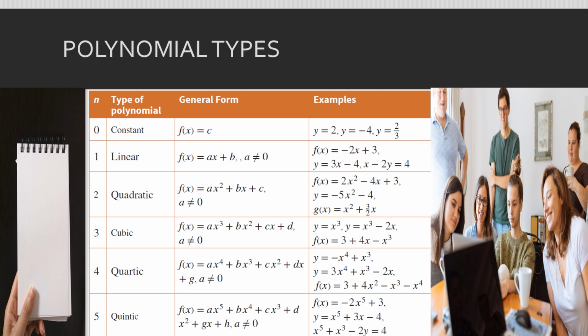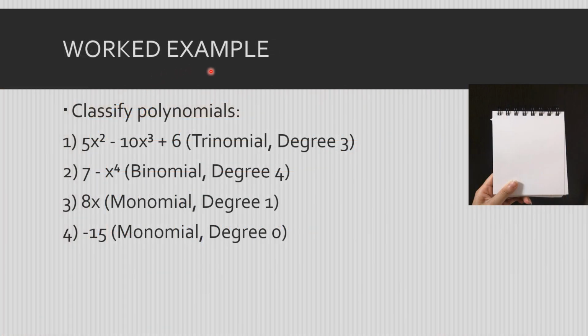So let's go to classifying polynomials. So here we have polynomial classification. When you look at this particular polynomial, it is a trinomial, but the degree is 3. Look at this particular polynomial, it is a binomial, but the degree is 4 because the highest power of the variable x is 4. So we have the monomial and the degree is 1, and we have the monomial where the degree is 0. Monomial means the term is only 1.